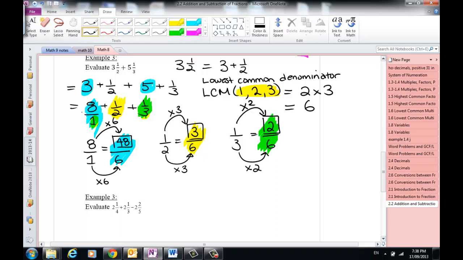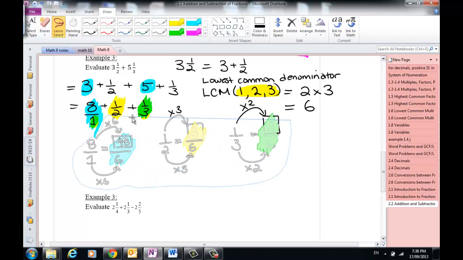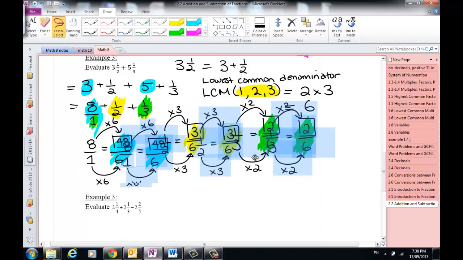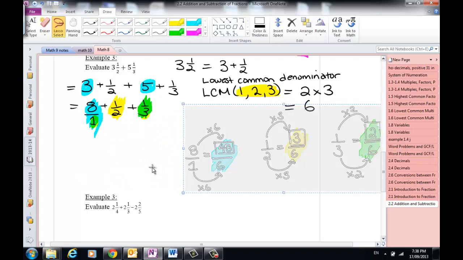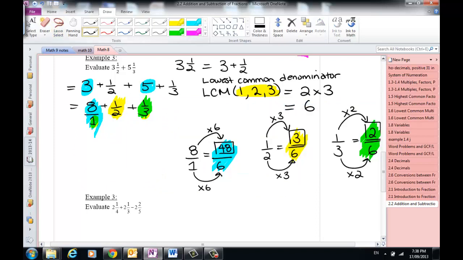Taking all this, I'm going to move this over a little bit, just so that you guys see everything in line. Oh, we got it all. Excellent. Alright, 8/1, we've just found out that we can rewrite as 48/6. 1/2, we just saw, can be written as 3/6. And 1/3 can be rewritten as 2/6.